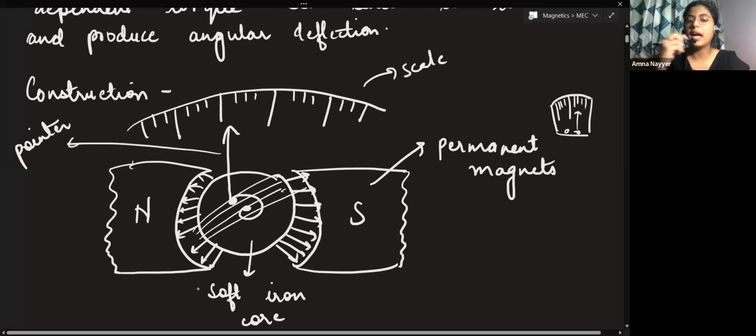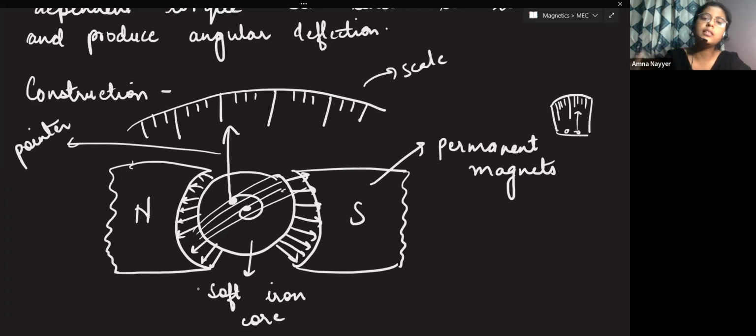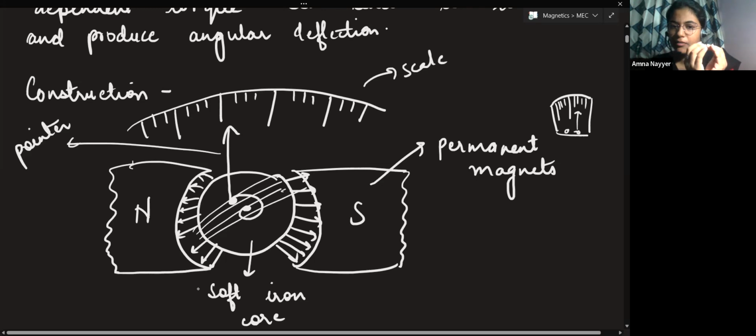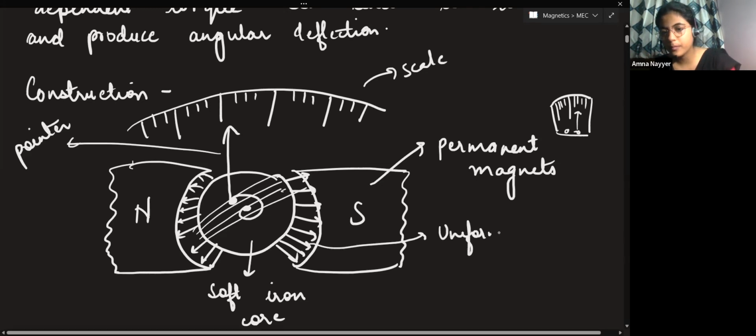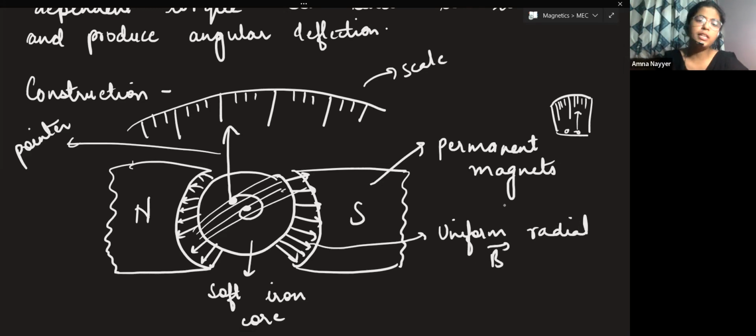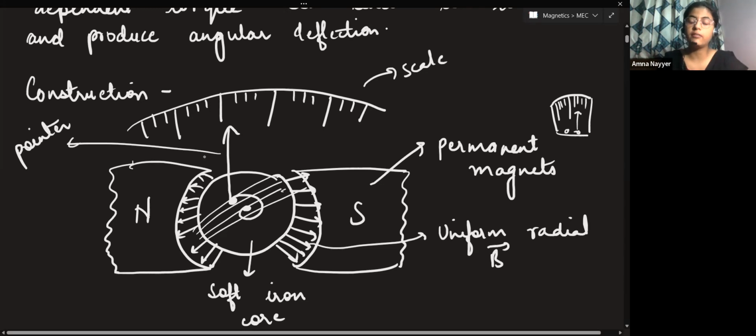Now this magnetic field is there, iron core is there. What will happen? All the things now relate to whatever you have studied. A current carrying coil is kept in a magnetic field. This is a uniform radial magnetic field, because of the concave poles.